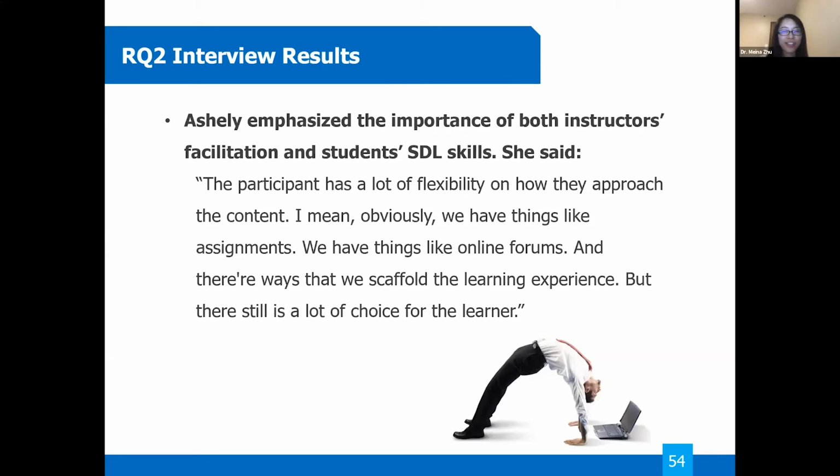So actually, she emphasized the importance of both instructors' facilitation and student self-directed learning skills. She said students have their own self-directed learning skills, but instructors can scaffold the learning experiences to help them.